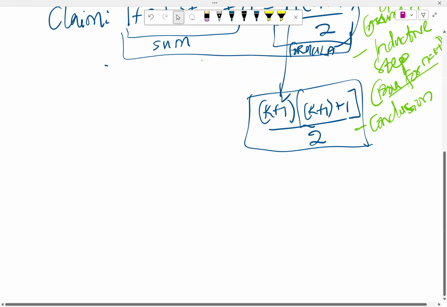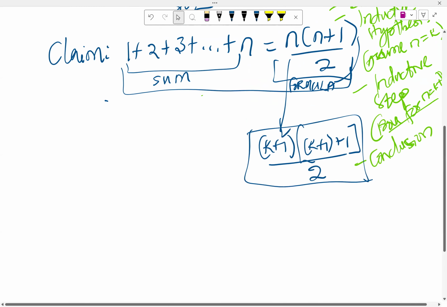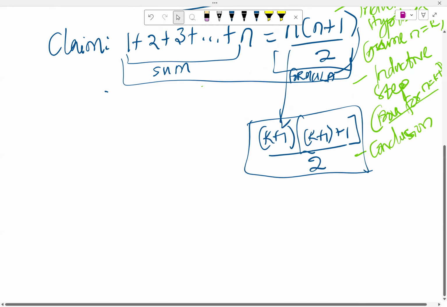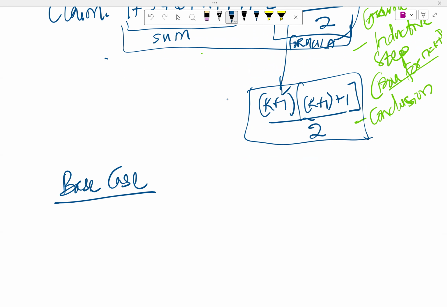So we have our claim again to be 1 plus 2 plus 3 plus everything up to n is equal to n into n plus 1 divided by 2. So let's talk about the base case now. Let's do the base case. So for the base case, I'll take 2: n equals 1 and n equals 2.